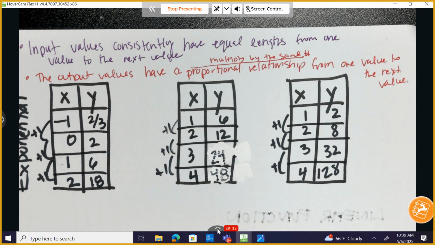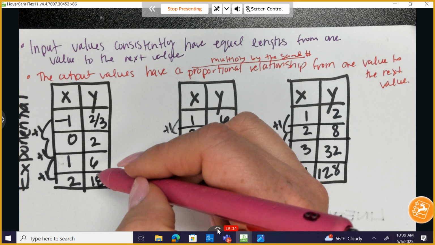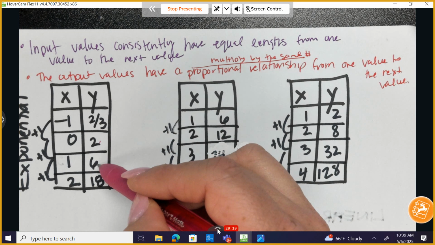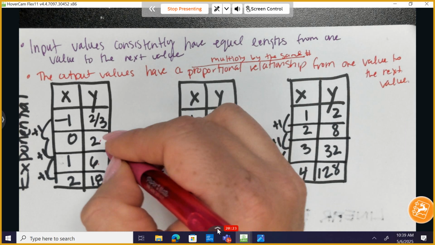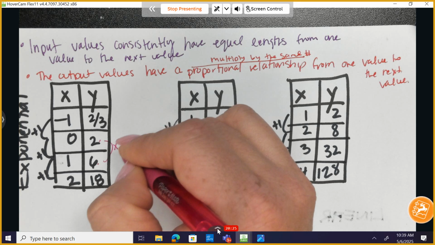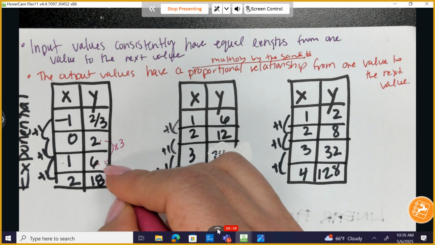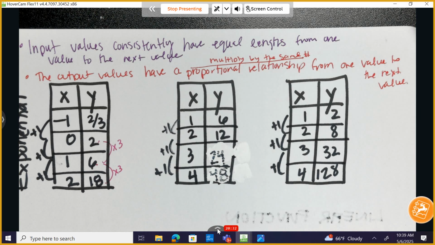Okay, are you ready? So we can start anywhere along here if this is going to be true. Let's do this. How do I get from 2 to 6 by multiplying? By multiply by 3. So watch this. We're going to go here. We're going to go multiply by 3. How do I get from 6 to 18? Multiply by 3. Now we got to check this one, right?